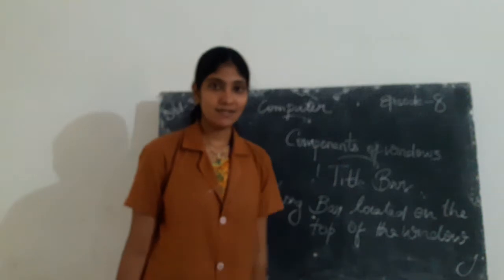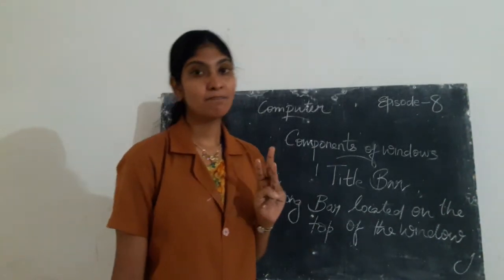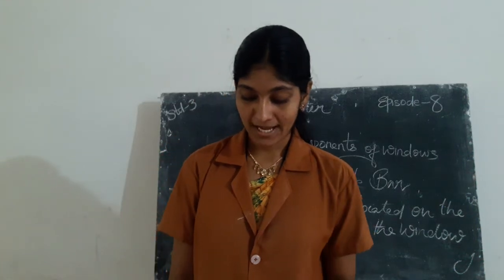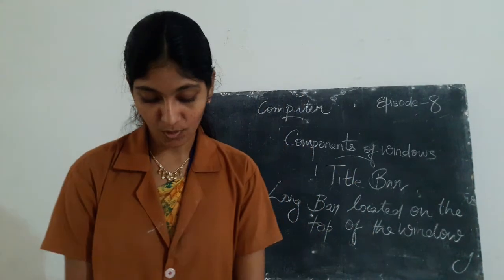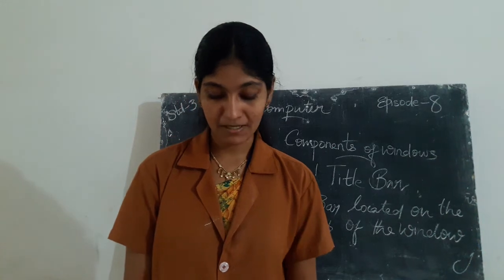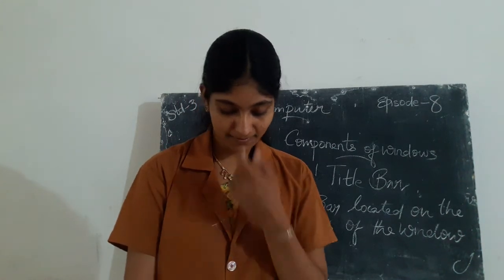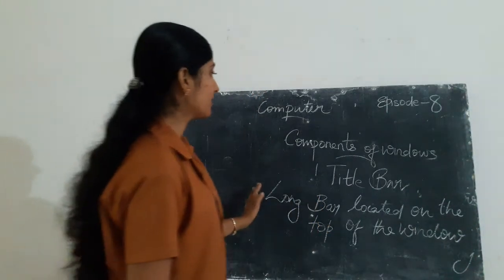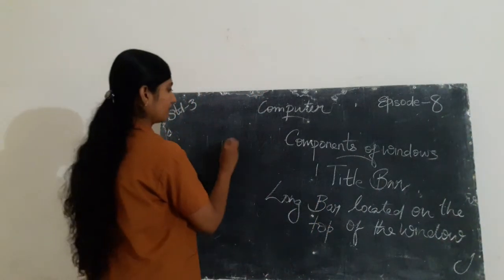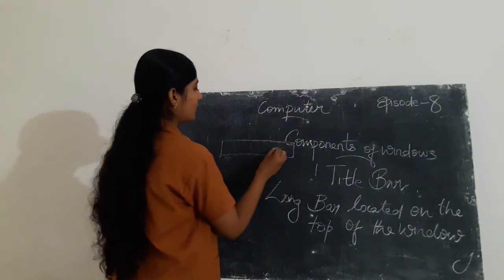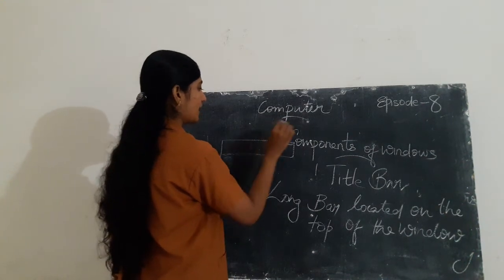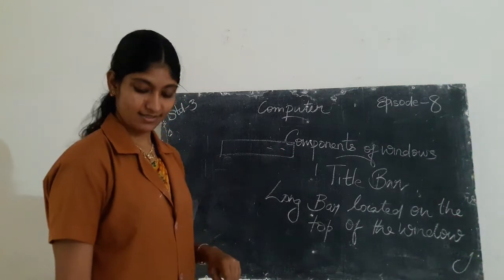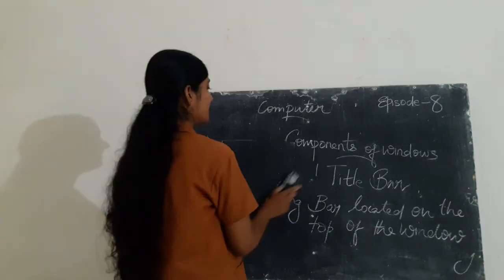Then in the title bar there are three buttons. So what are they? Maximize button, restore button and minimize button. On the right side of the title bar there are three buttons. What are the three buttons?